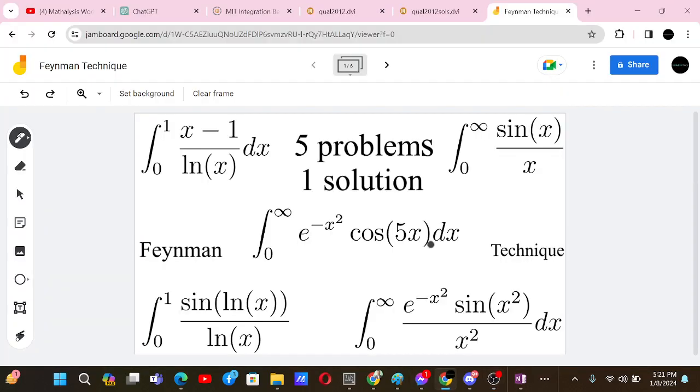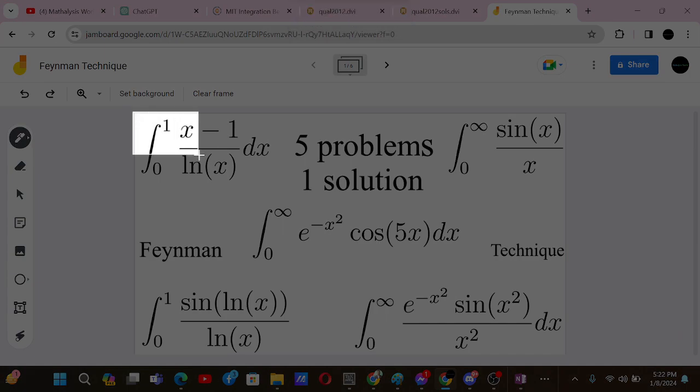5 problems and 1 solution. And the solution is Feynman's technique. In this video, we are going to solve all of these problems using Feynman's technique. Let's begin.